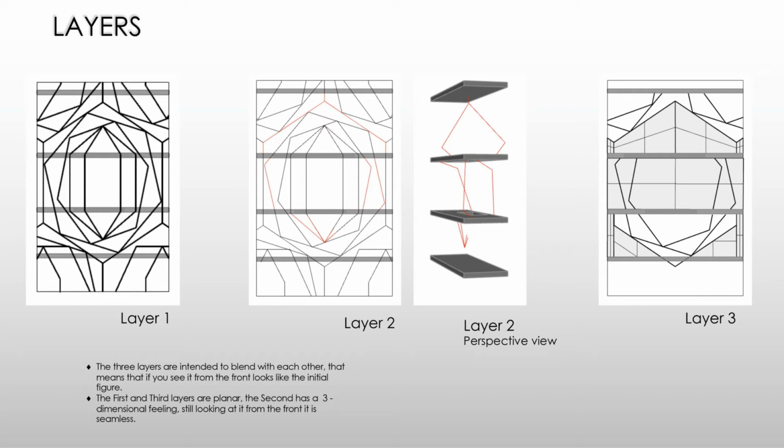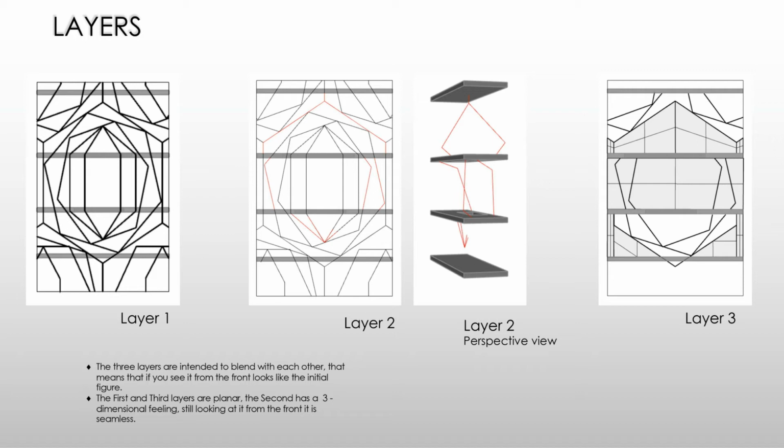As you can see from this diagram in layer 2, from the front view you cannot really see it, but I highlighted in red so that you can see in a perspective view how the layers are actually in different positions.